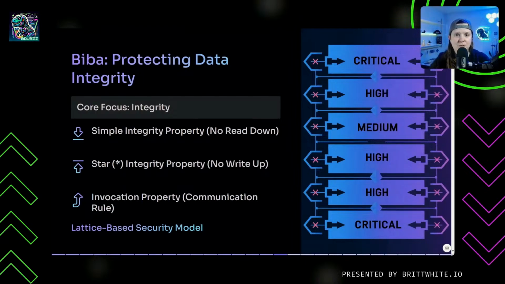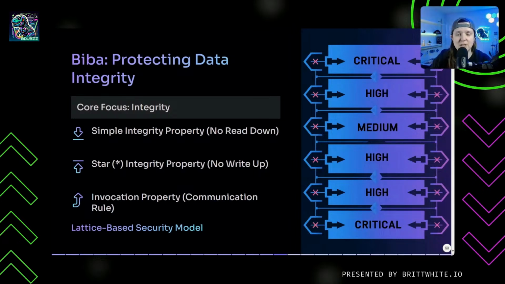The first key rule, the simple integrity property, or no read down. A subject cannot read data at a lower integrity level, meaning you can't read information that's less trustworthy than your level. Why? Well, this prevents you from being influenced by unreliable or untrustworthy information. Imagine you're a financial analyst working with carefully verified reports. You wouldn't want to make a $1 million decision based on unverified rumors from social media, right? That's exactly what this rule prevents.